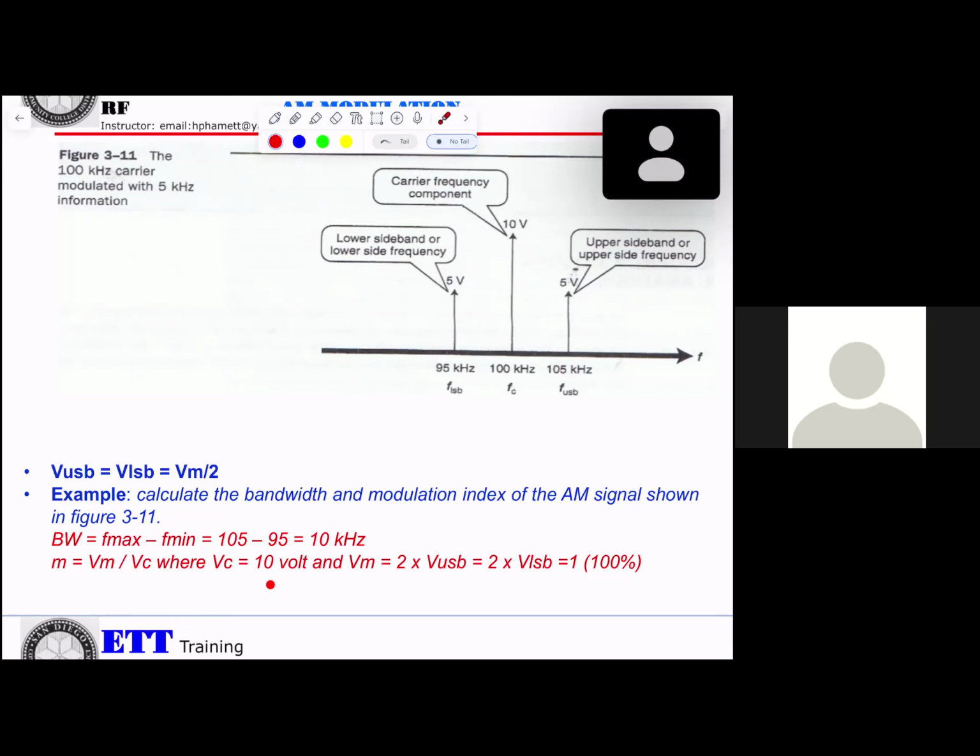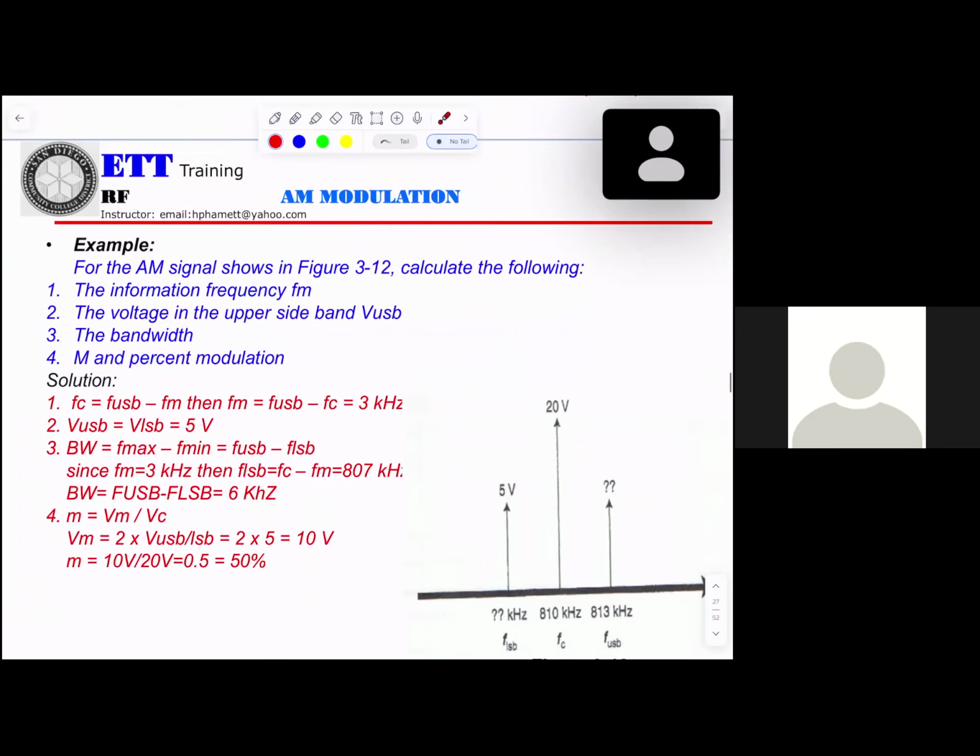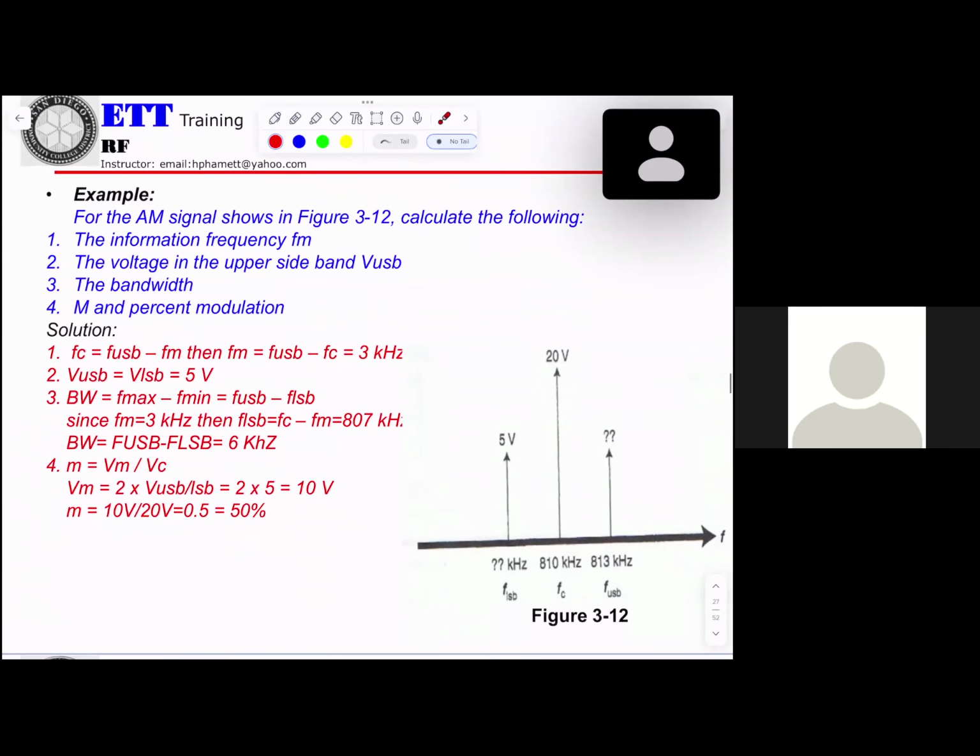Vc is 10 volt. Vm is 2 times upper sideband, equal 2 times V lower sideband, equal 1. And try to do this calculation. Okay. For you.